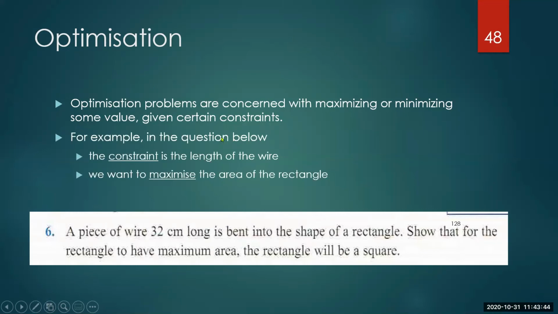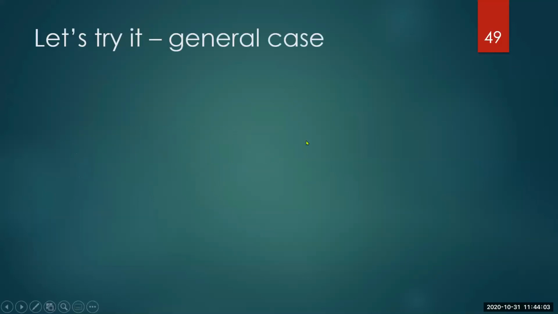So in terms of optimization, usually you have some kind of a constraint and you have some kind of outcome that you want to maximize. So in this case, the constraint is the length of the wire. We just have 32 centimeters of wire and we can't get any more. And we want to maximize the area of the rectangle, okay? So on the next slide, let's try the general case, okay?